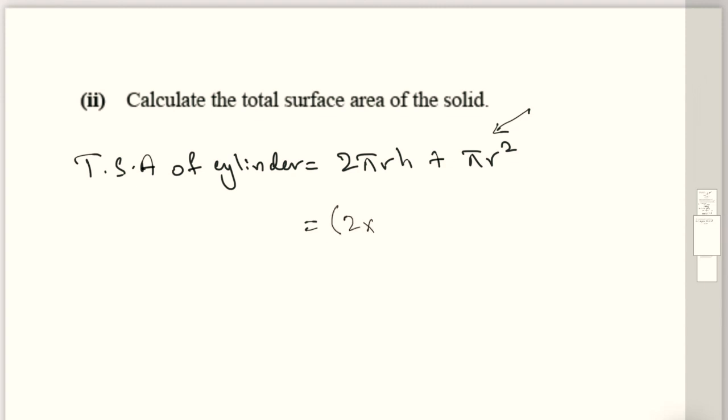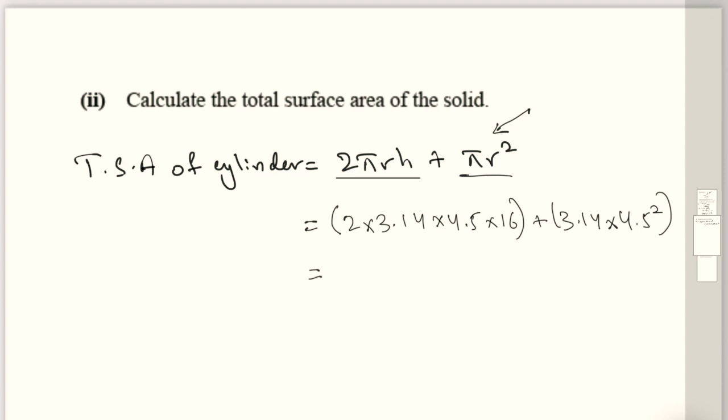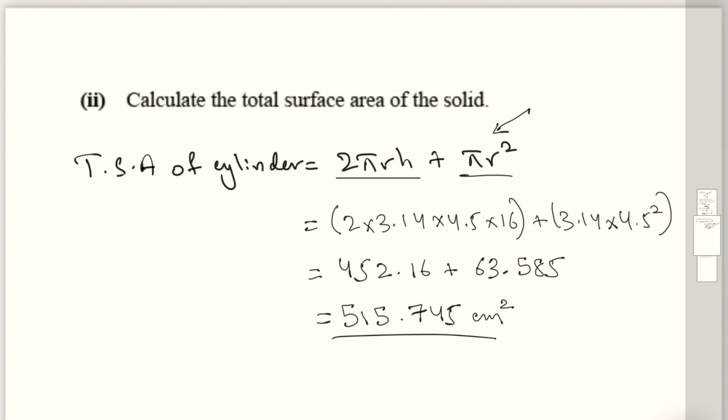Now let's plug in the values. 2 times 3.14 times 4.5 times 16 for the first part, plus 3.14 times 4.5 whole squared for the second part. When you do this, you get 452.16 plus 63.585. You add both these values up, and you get 515.745 centimeters squared. This is the total surface area of the cylinder.